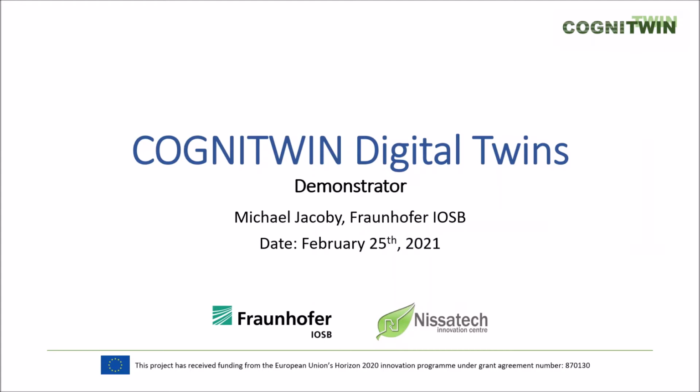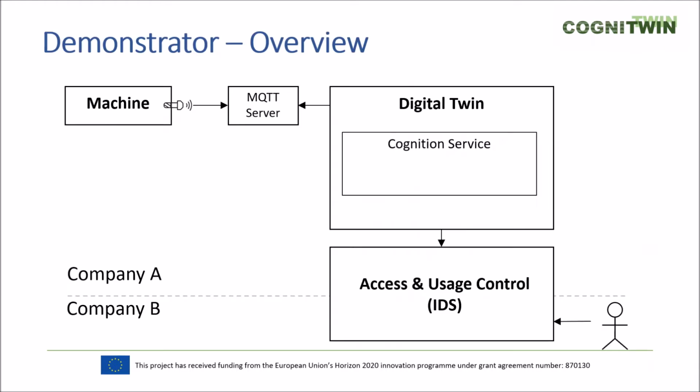Let's start with an overview of the demonstrator. In our scenario, we have two companies, Company A and B. Company A has a machine equipped with a temperature sensor that is sending its data via MQTT. We want to create a digital twin for the machine and add some cognition service on top. Parts of the digital twin shall be accessible by Company B through the access and usage control provided by the International Data Spaces, or short IDS.